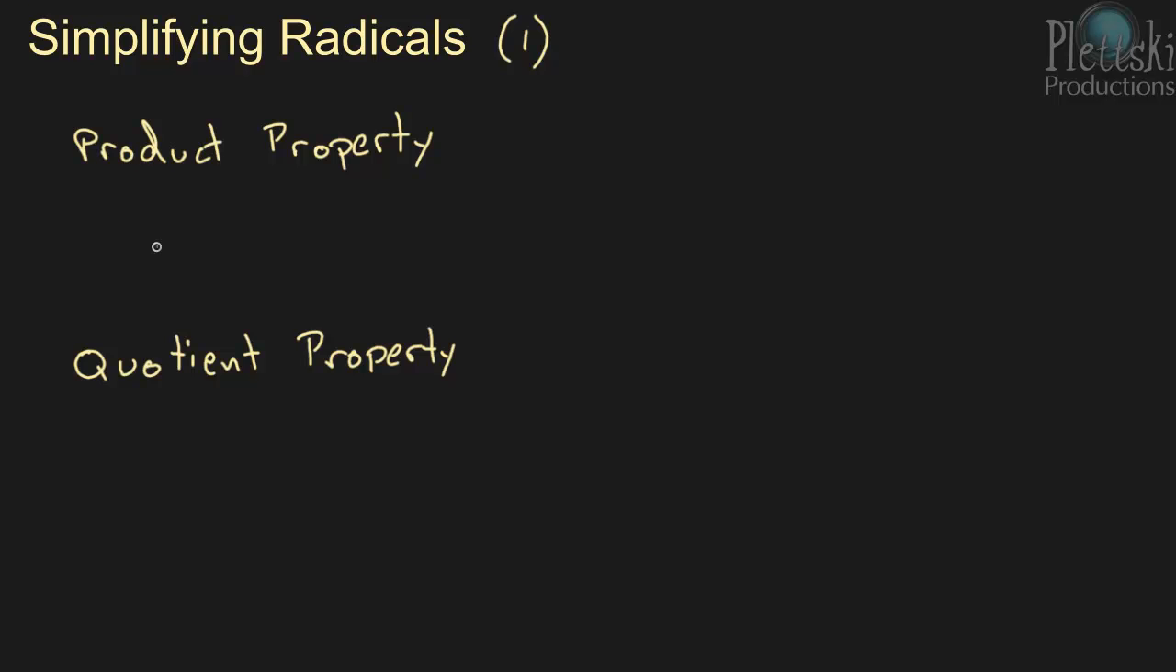Simplifying radicals. When we learn about simplifying radicals, there are two properties that we need to be aware of. One is the product property. What that says is if you have the square root of a times b, that's going to equal the square root of a times the square root of b. And you can put numbers in there to see that it's true.